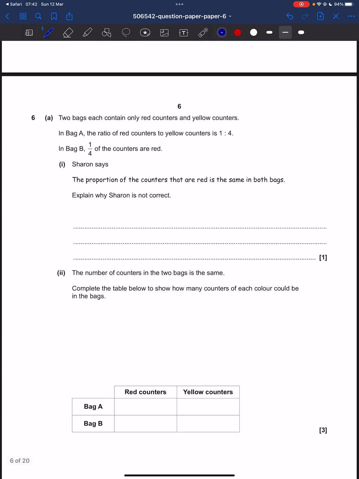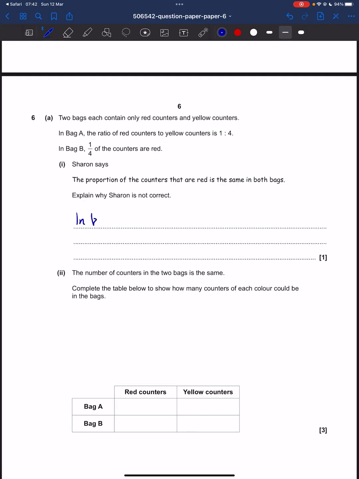Right, question 6. 2 bags each contain only red counters and yellow counters. In bag A, the ratio of reds to yellows is 1 to 4. In bag B, a quarter of the counters are red. Sharon says the proportion of the counters that are red is the same in both bags. Explain why Sharon is not correct.